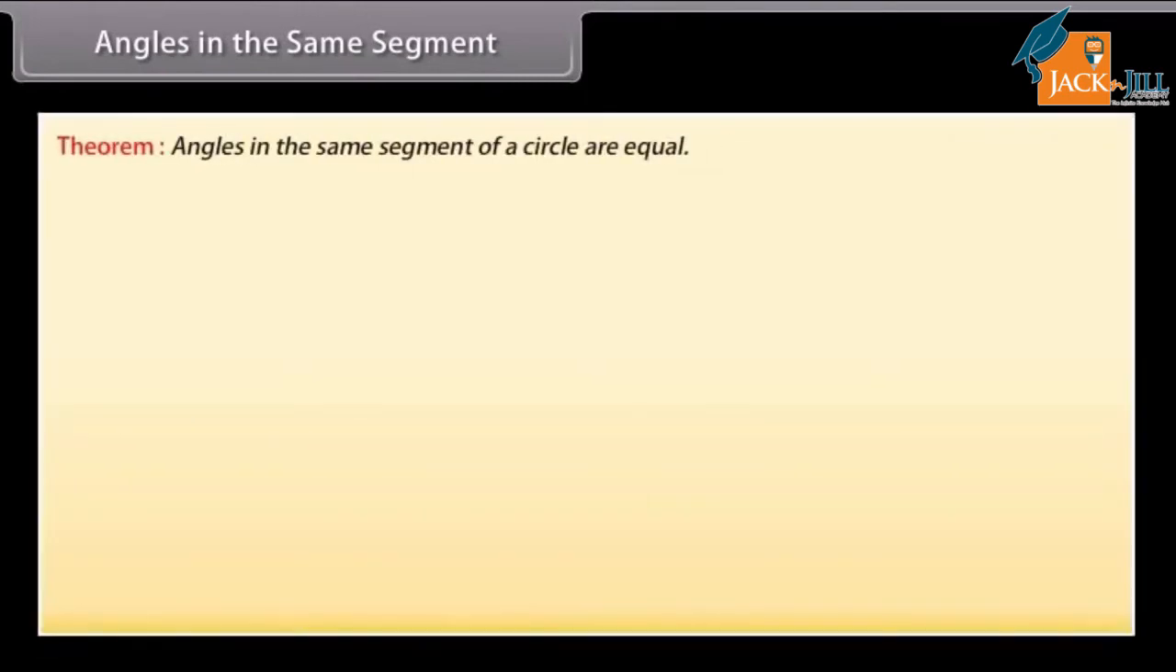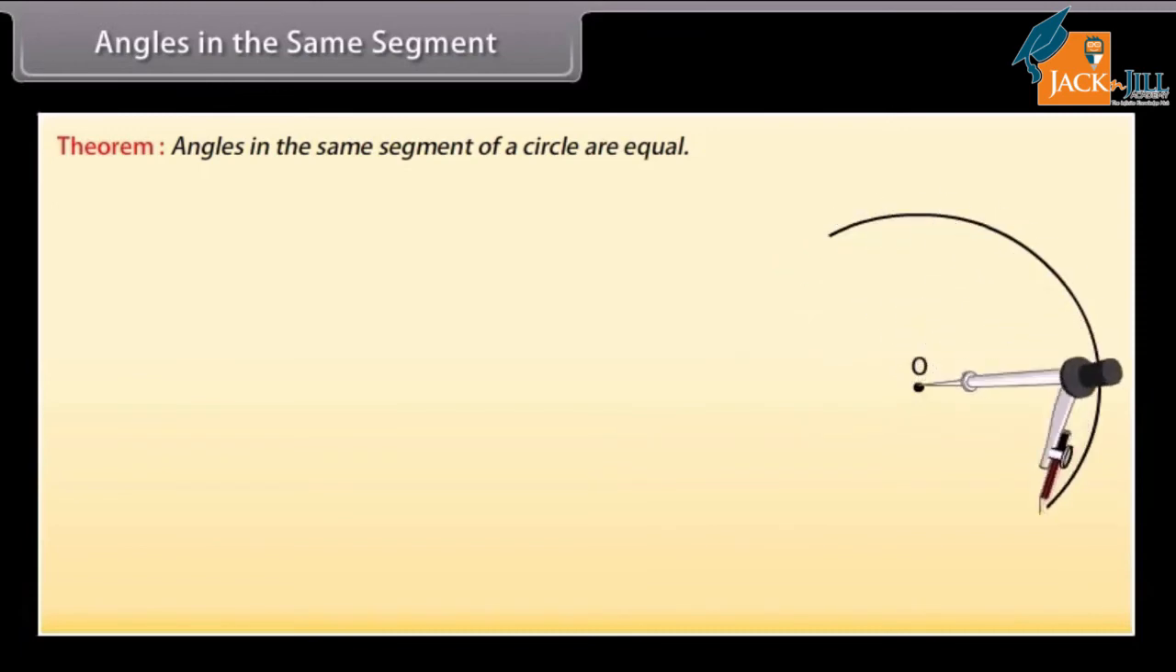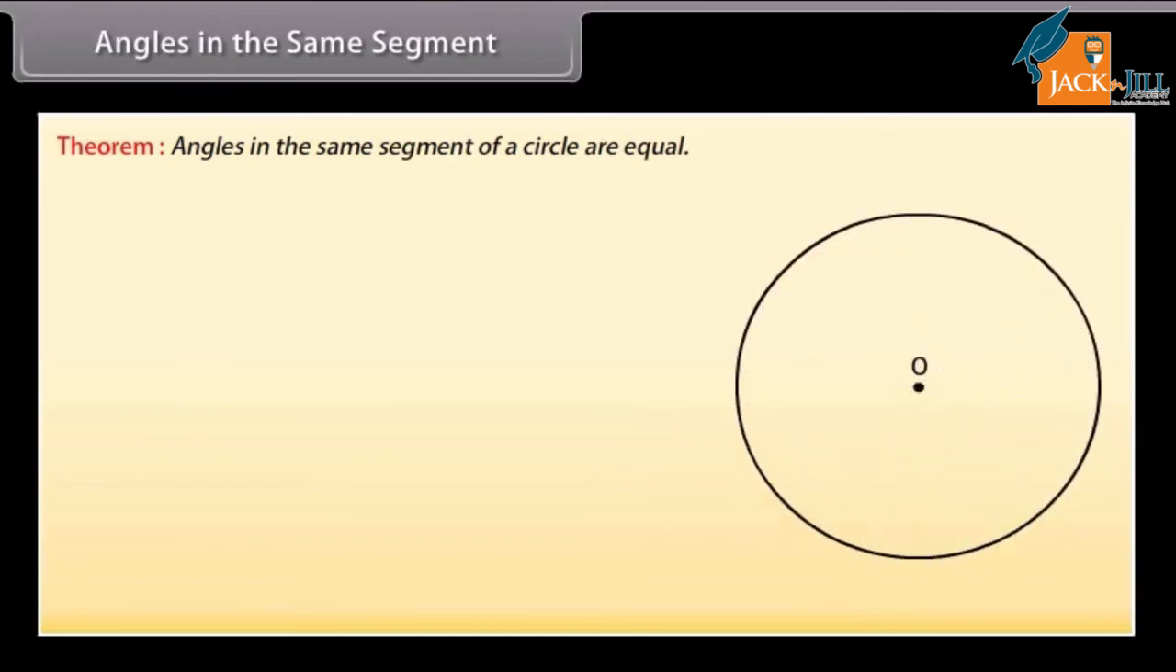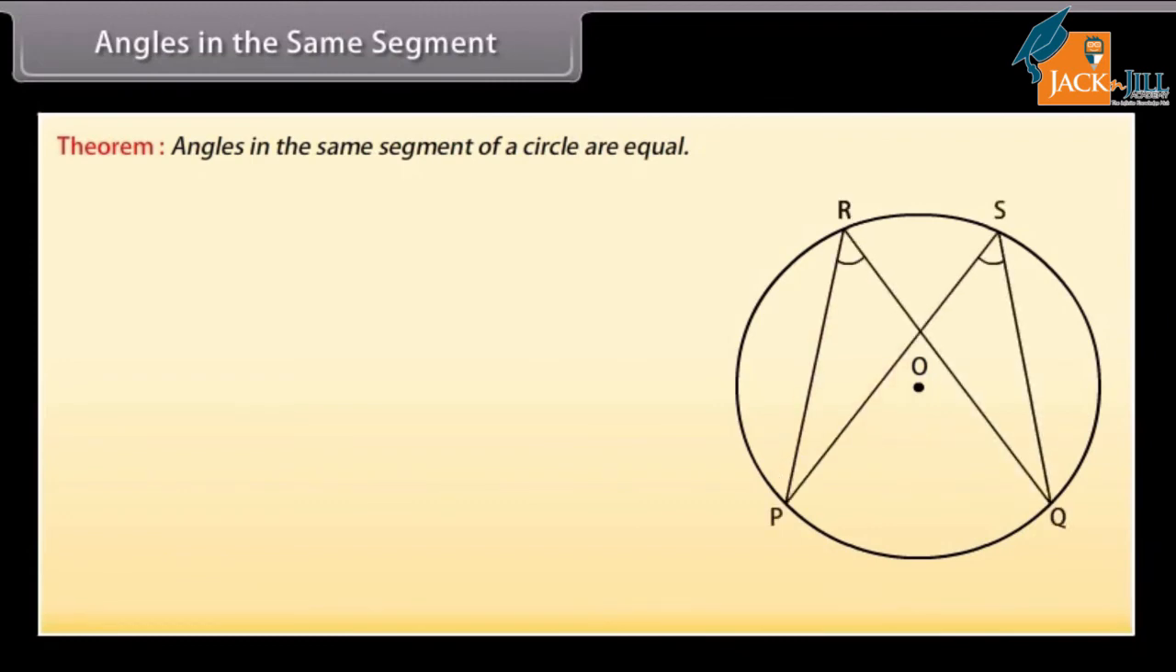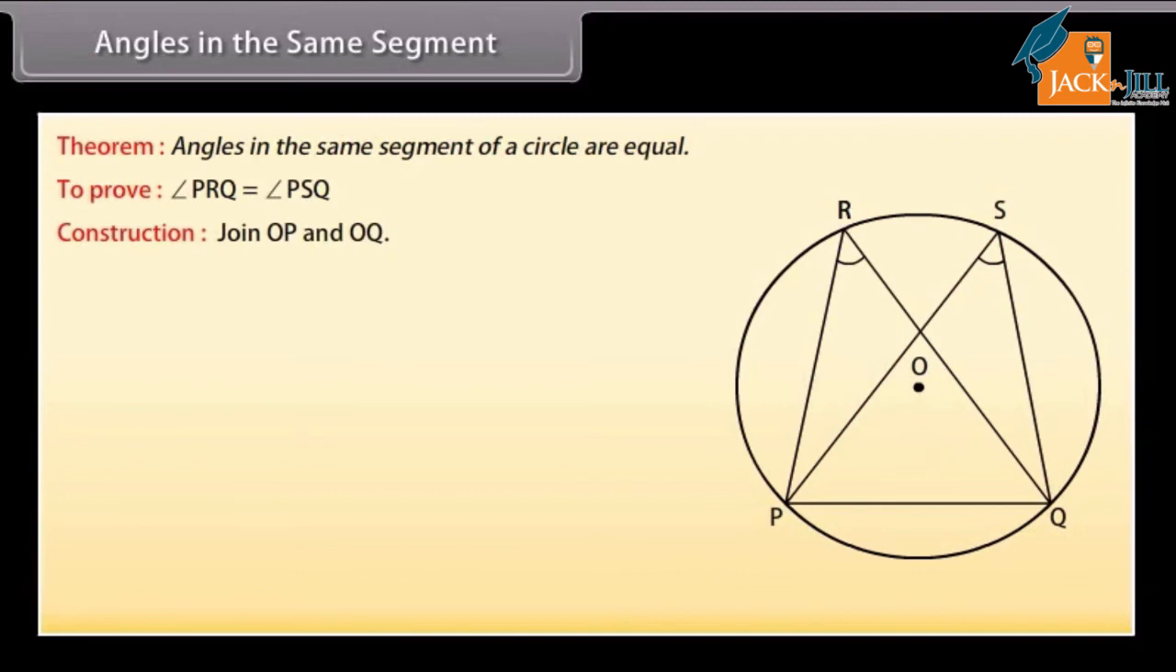Angles in the same segment. Theorem: angles in the same segment of a circle are equal. Given: a circle with center O, and the angles PRQ and PSQ in the same segment formed by the chord PQ or arc POQ. To prove: angle PRQ is equal to angle PSQ. Construction: join OP and OQ.